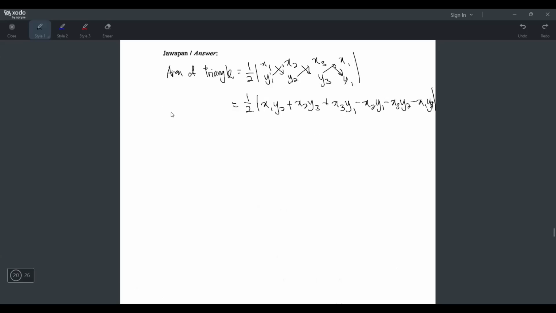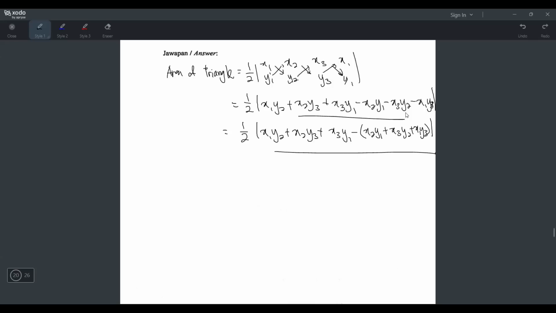Okay, I know some teachers teach a different one. They will write like this: x1, y2 plus x2, y3 plus x3, y1. And instead of writing minus, minus, minus like that, they will factorize out the minus like this, and then it becomes x2, y1 plus x3, y2 plus x1, y3. Okay, but it's the same. This one and this one is the same thing.